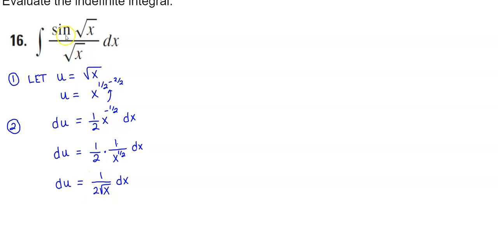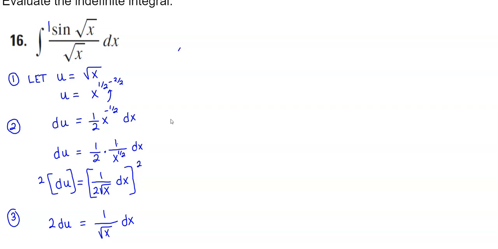So the derivative of the square root of x is going to be 1 over 2 times the square root of x. Now if you look over here, we have a 1 in the numerator, and we're dividing it by the square root of x. We don't have a 2 in front of there, and then dx. So we need to get rid of this 2 and bring it to the other side. In order to do that, we have to multiply both sides by 2. So therefore, we have 2 du is going to equal 1 over the square root of x dx. And then we're going to use that as a substitution when we simplify.